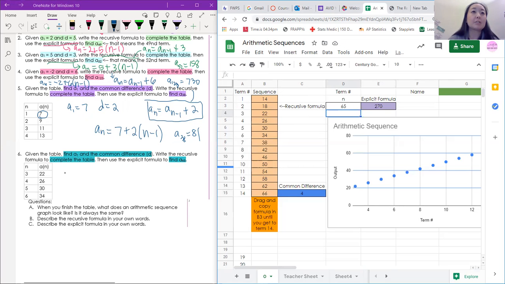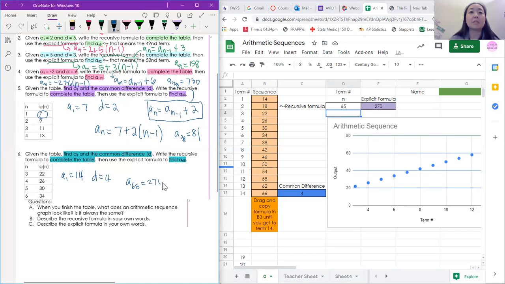Oh, let me write this down. So a sub 1 is equal to 14. The common difference is 4, we found. And a sub 65 is equal to 270. So the 65th term is 270. And again, the recursive formula is a sub n is a sub n minus 1 plus 4: previous term plus 4. The explicit formula is going to be wherever we're starting, right? We're starting at 14 plus the common difference. We're adding this how many times? n minus 1 times. Just like that.